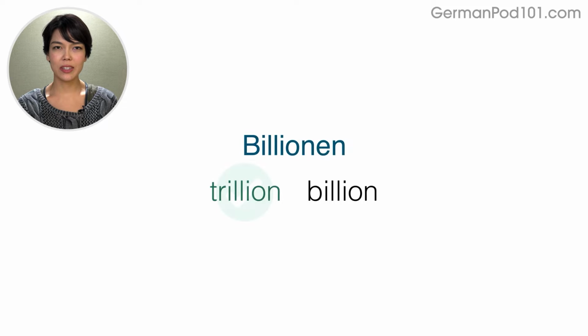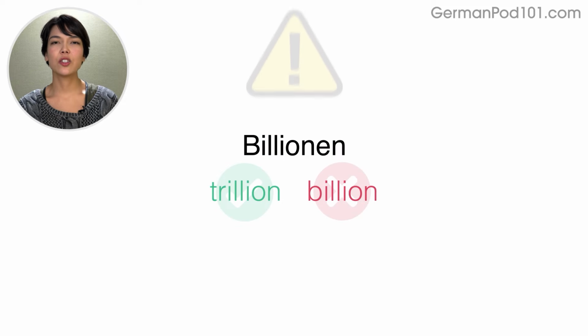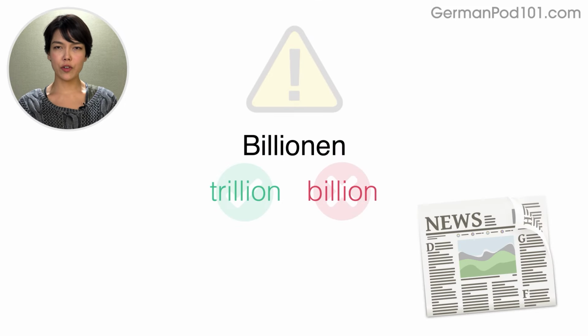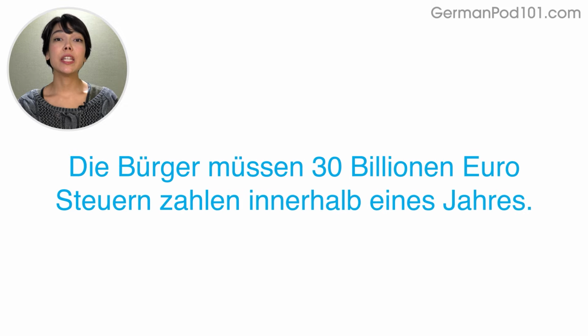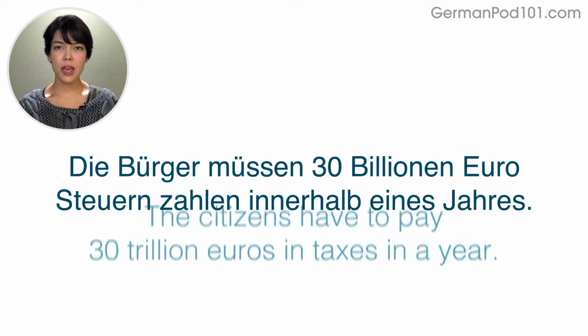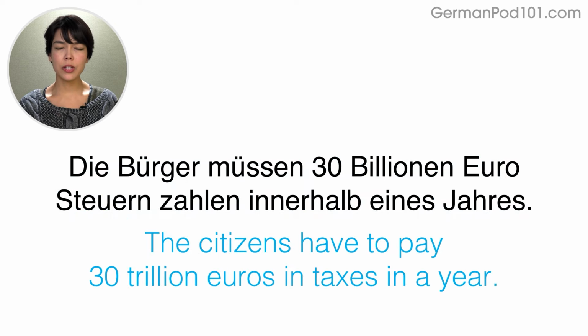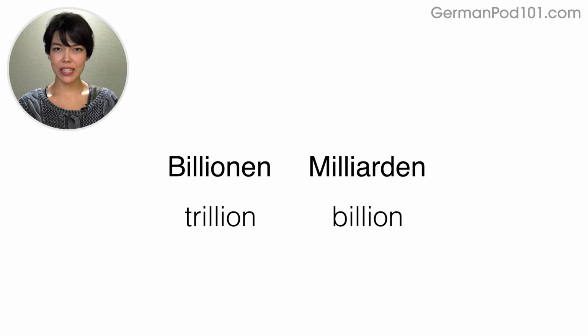Billionen in German means trillion, not billion, so be careful when you're reading financial information in the newspaper. For example, if you read, die Bürger müssen 30 Billionen Euro Steuern zahlen innerhalb eines Jahres. That literally means the citizens have to pay 30 trillion euros in taxes in a year. That's a big difference. The word billion in German is actually Milliarden. Just make sure not to confuse it with million.